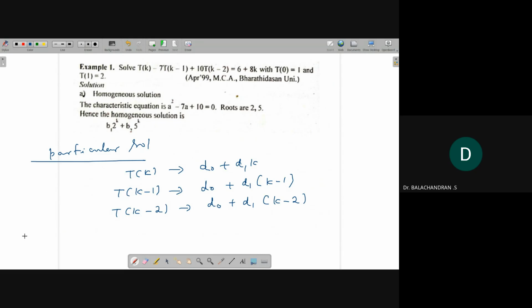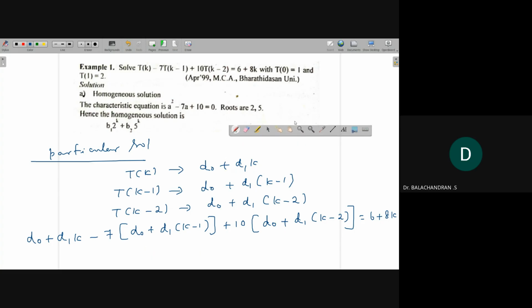Now substitute everything in the equation. What you'll get: d naught plus d1k minus 7 times d naught plus d1 into k minus 1, close the bracket, plus 10 times d naught plus d1 into k minus 2, which is equal to 6 plus 8k.